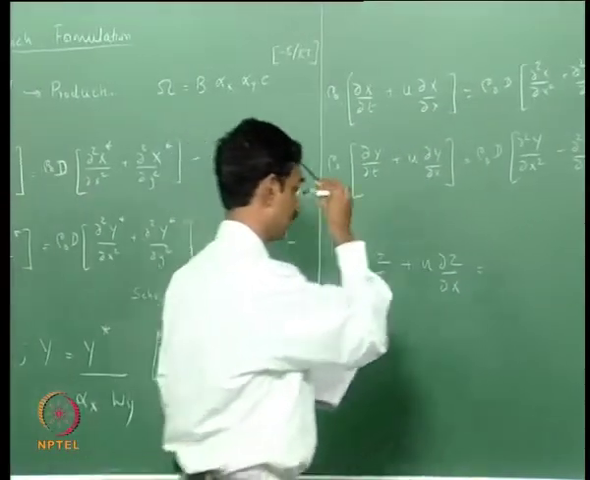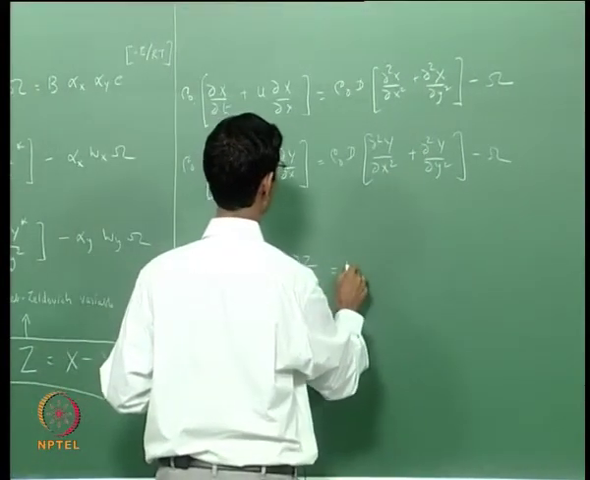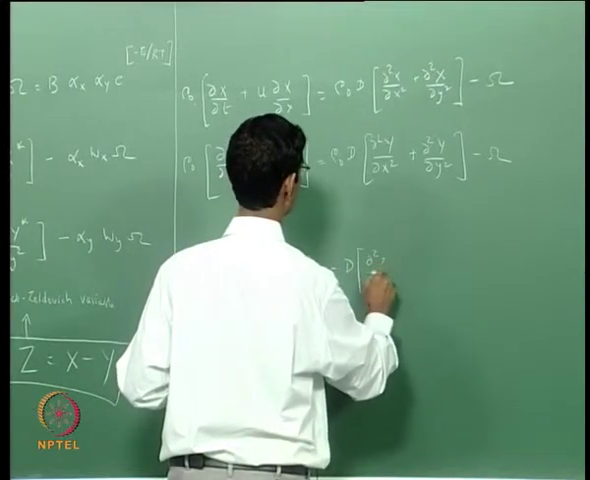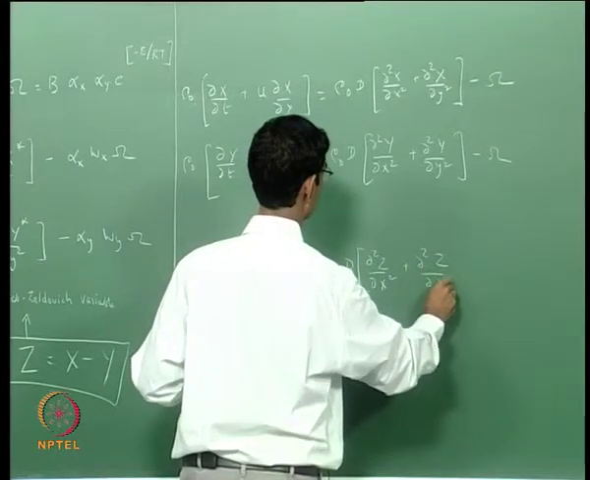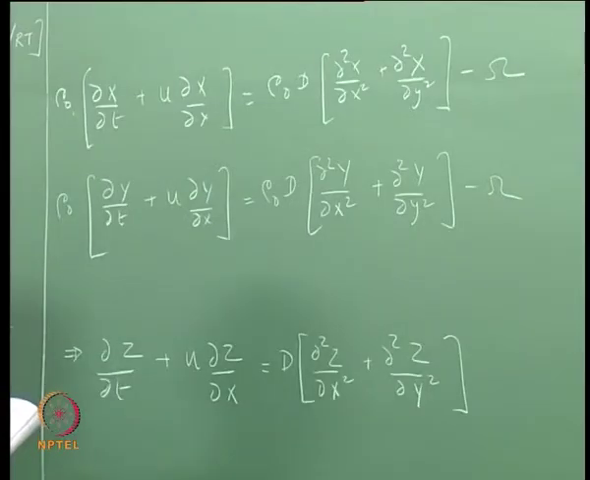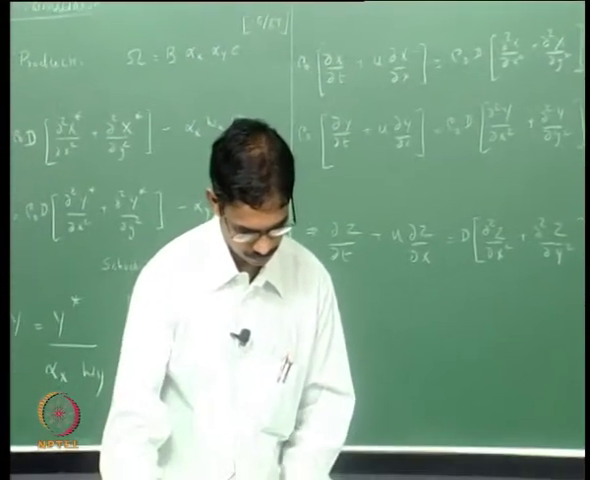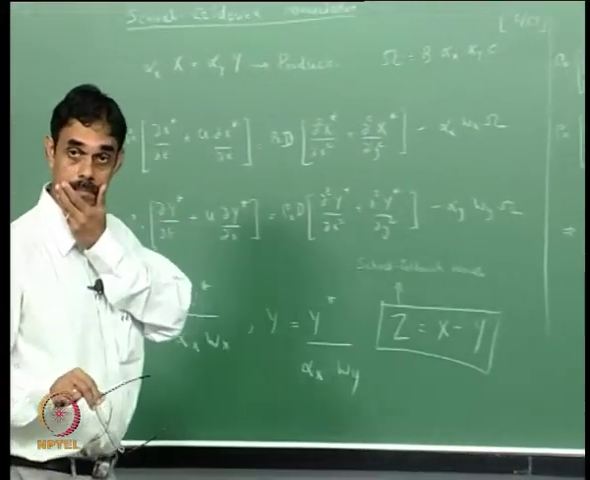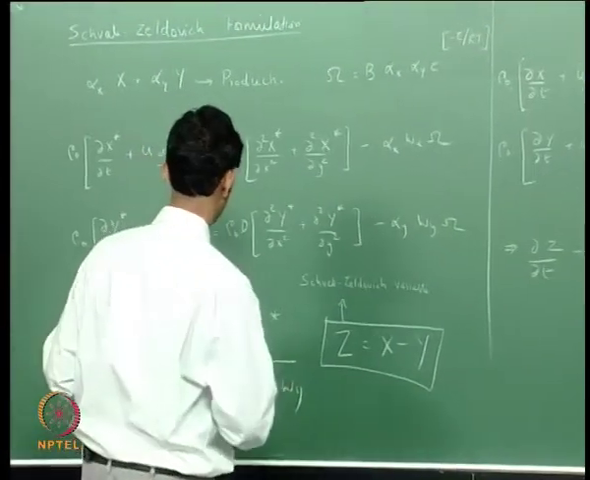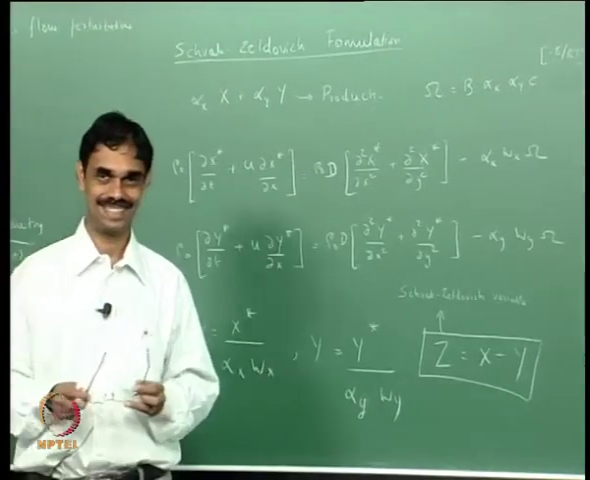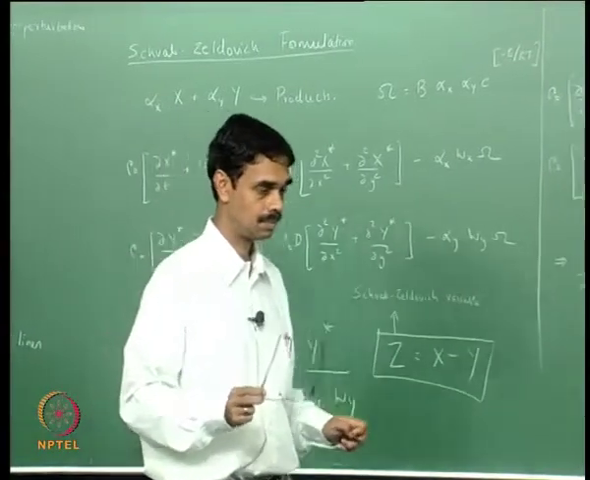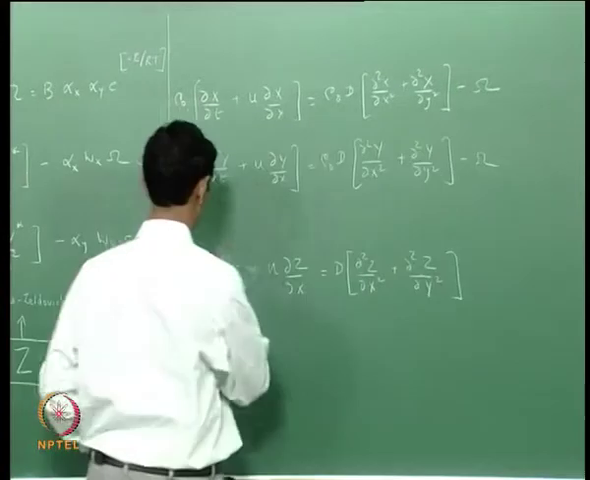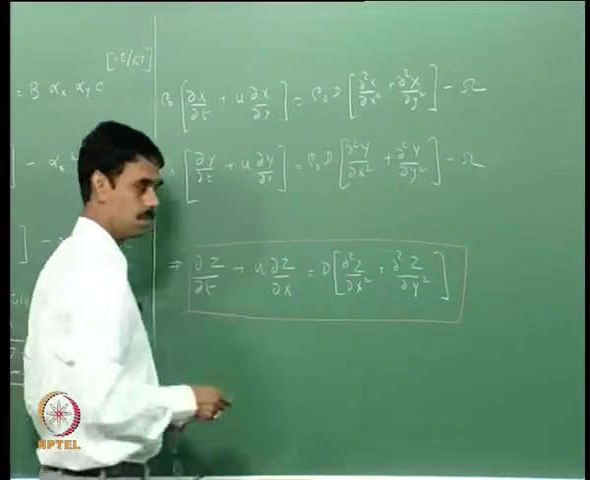Sorry? Second equation. Ah, plus, yeah, thank you. So if I have this, are there any questions about this? Yeah. Thank you. Thanks. So I made a mistake here. Yeah, that's for y. So this is the advection diffusion equation.